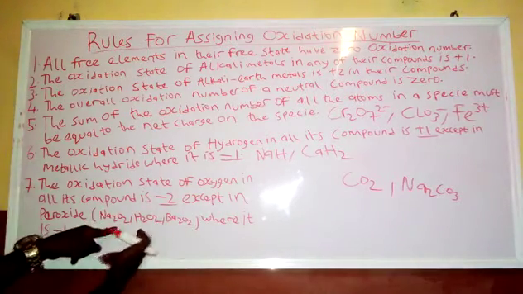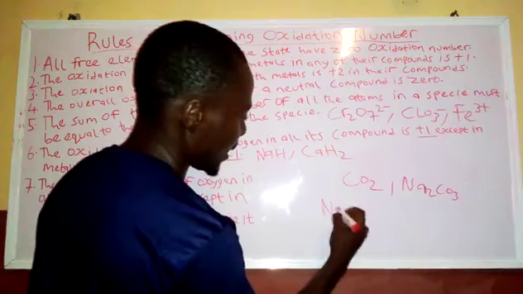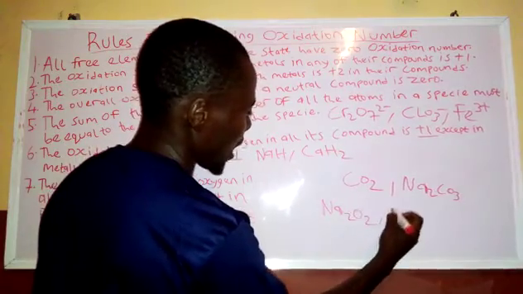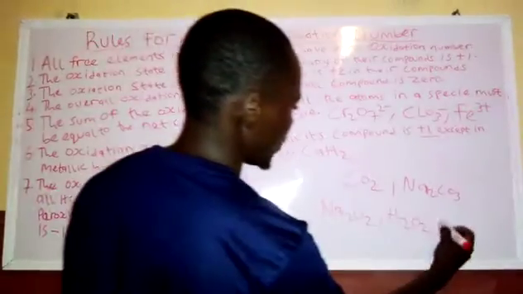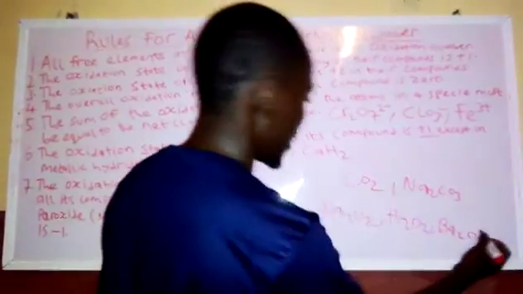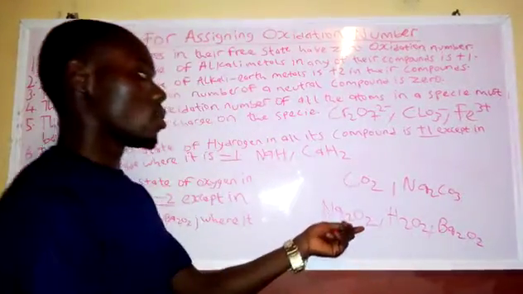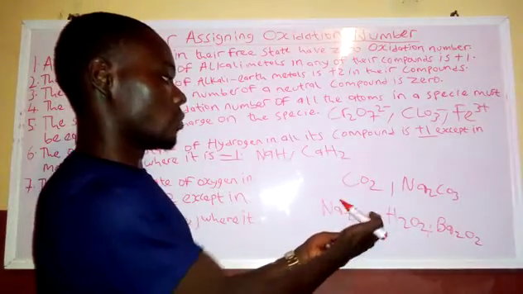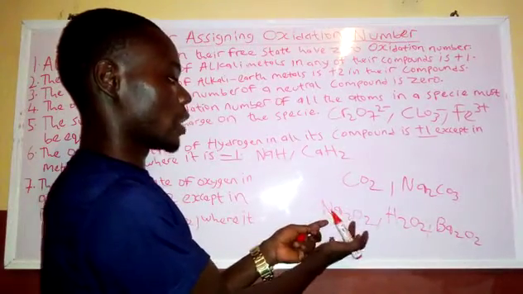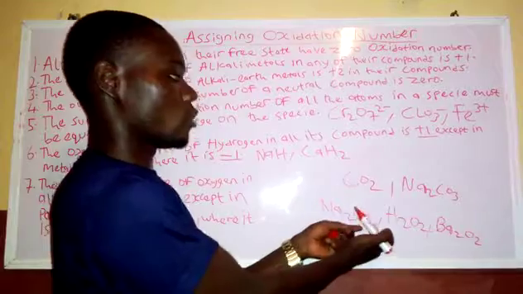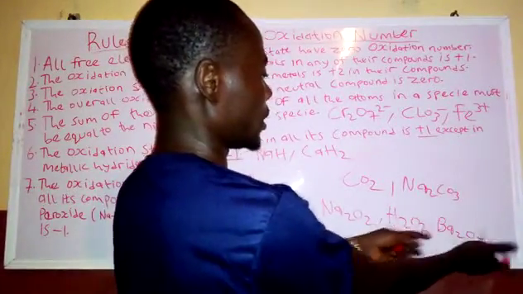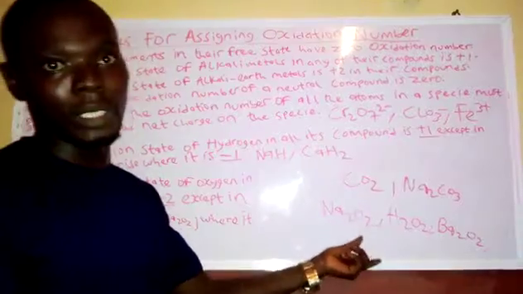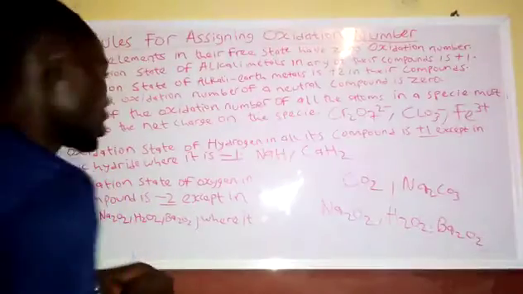These are peroxides. An example is Na2O2. Another example is H2O2, and another is BaO2. These are peroxides. Look here: two atoms of the metal, two atoms of oxygen. This is a peroxide. So in all peroxides, the oxidation number of oxygen is always minus 1.